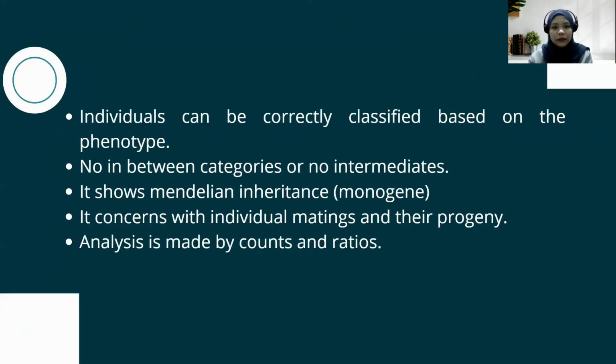Individuals can also be correctly classified based on the phenotype. There are no in-between categories, which means there is no intermediate for qualitative inheritance. It shows a Mendelian inheritance, which is monogene. A monogene refers to the single gene involved in the expression of traits. It concerns individual mating and their progeny. Analysis is made by count and ratio.